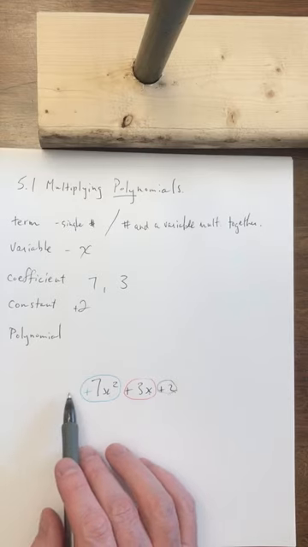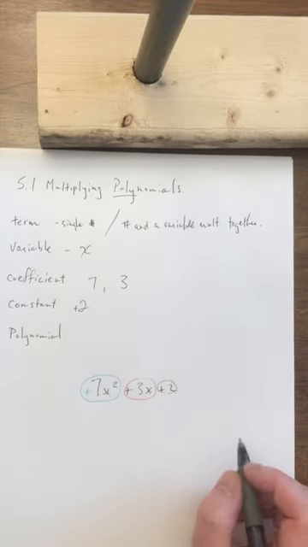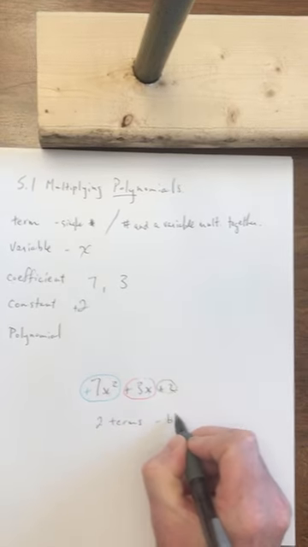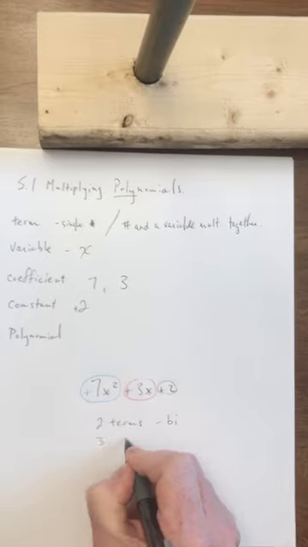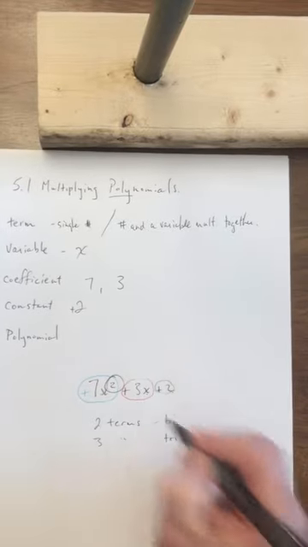Now, polynomial means many terms, so we have many terms. We have more specific names. If it only has 2 terms, we would call it a binomial. If it has 3 terms, that's a trinomial. This here is a degree.